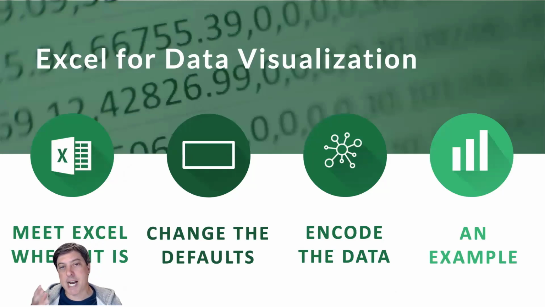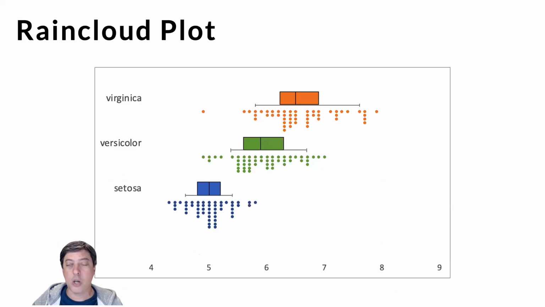Now that you've seen that, let me tie this together with a couple of examples. I'm going to show you the hardest one first. This is called the Raincloud plot. What a Raincloud plot does is it's essentially a box and whisker plot. Each of these boxes here shows you the 25th and the 75th percentile at the ends, and then the median in the middle.